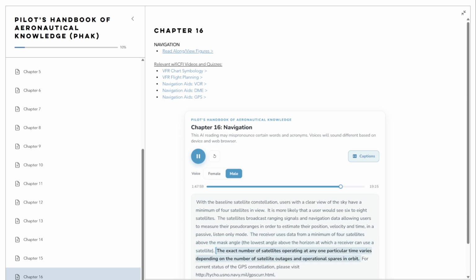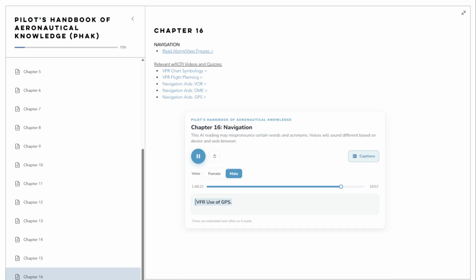The exact number of satellites operating at any one particular time varies depending on the number of satellite outages and operational spares in orbit. For current status of the GPS constellation, please visit http://tycho.usno.navy.mil/jeepsker.html. VFR use of GPS.